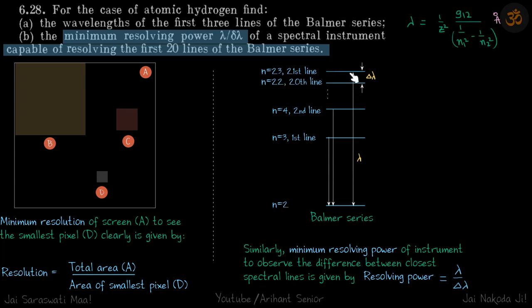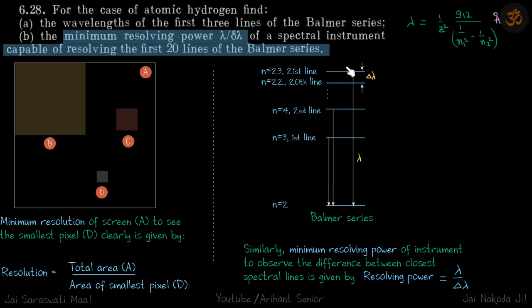So why are we taking lambda from here and not from here? The reason is, if we want to see this line clearly, we should be able to see the gap between these two lines also clearly. So in order to do that, we have to include this line also. Then we can say that this gap is clearly visible, which means this line is clearly visible. So again, in order to see the 20th line clearly, we must also be able to see the 21st line clearly.